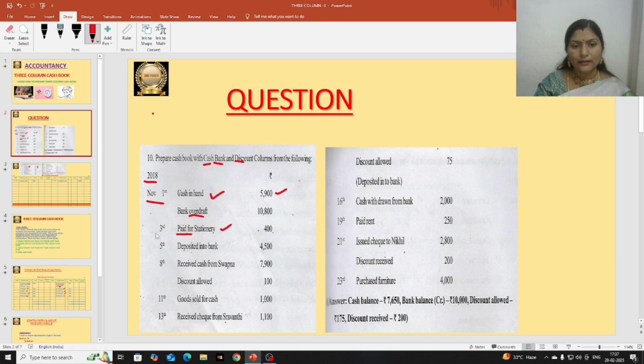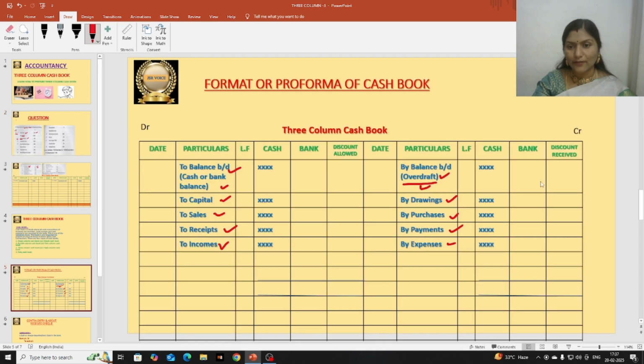Paid, third date. Paid means payment. Where do we write payments? Credit side, because anything the business pays, cash goes out. So payments we should always record on the credit side. I have already given in the format also where we write payments on the credit side. Hope that is clear. Let us go and record in our solution.